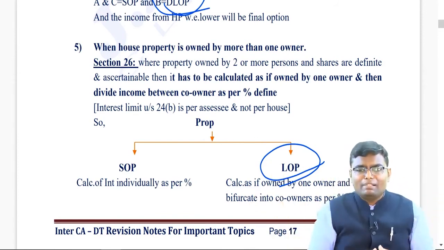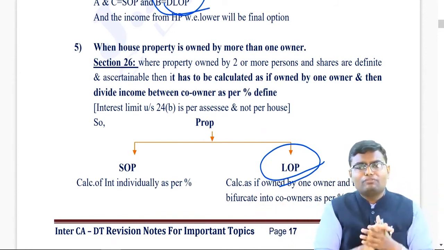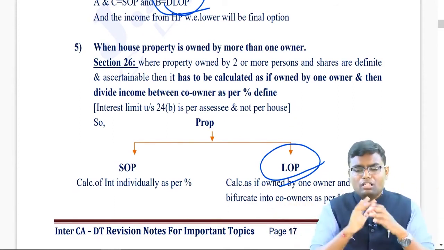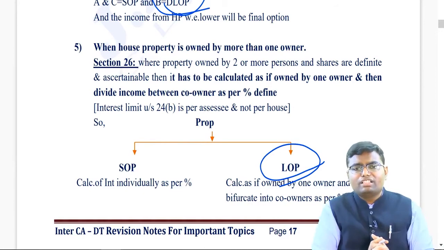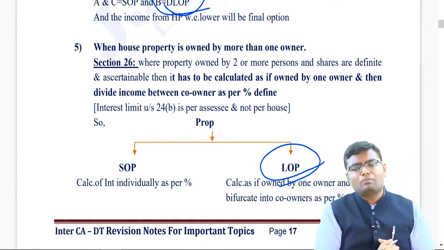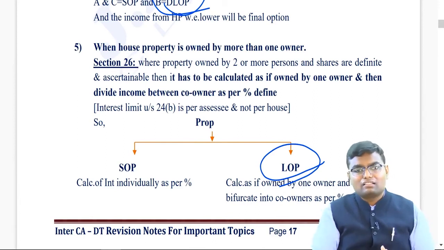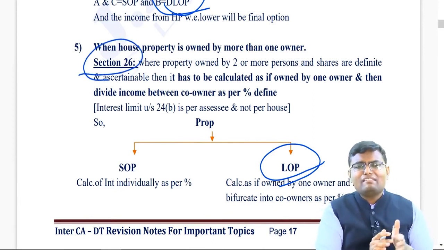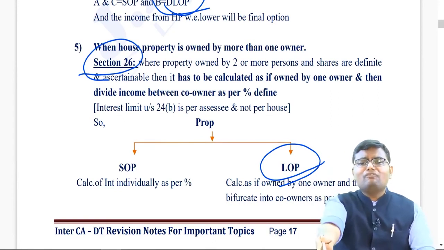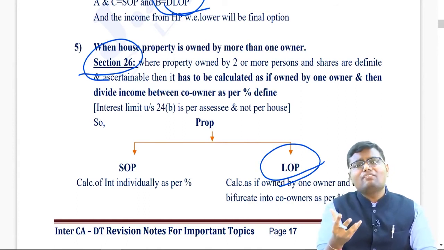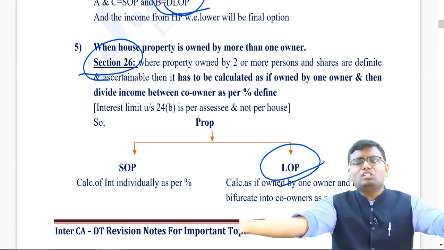Whatever is the municipal tax of the entire house, divide it between both 50-50. On NAV, both will deduct 30%, and both will deduct interest 50-50. So both will get their income from house property. Why do this tedious task? Section 26 says very simply, calculate your income from house property as if there is only one owner. And whatever is the final income from house property, divide that between the co-owners 50-50.